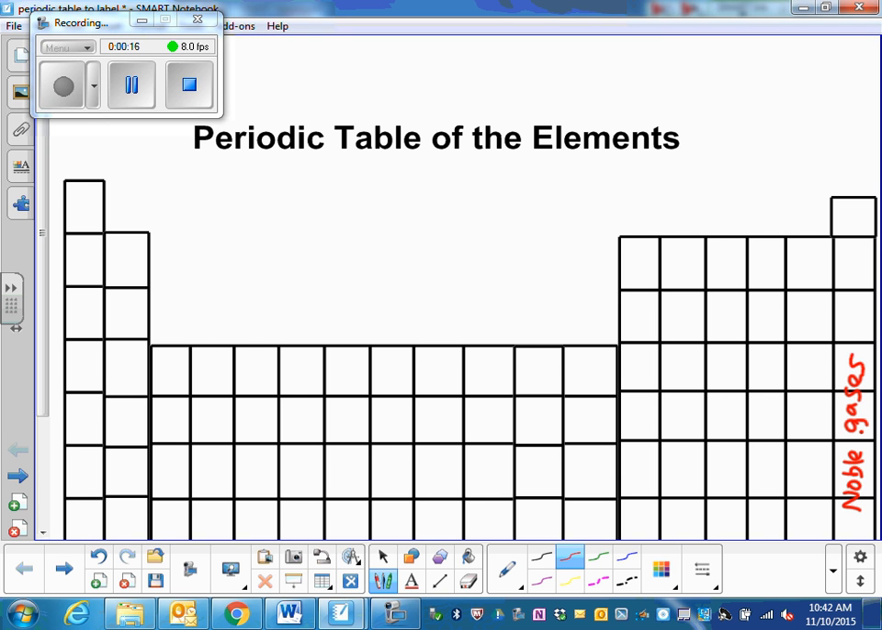Now remember, groups run top to bottom. How many groups are there total? Total is 18 groups. All right. Groups run top to bottom. How do periods run? Periods run left to right.